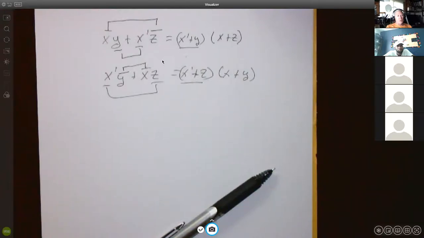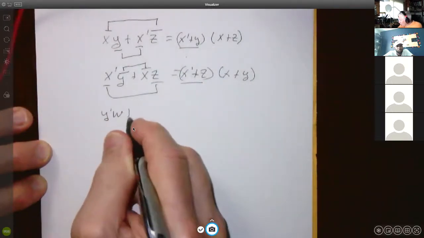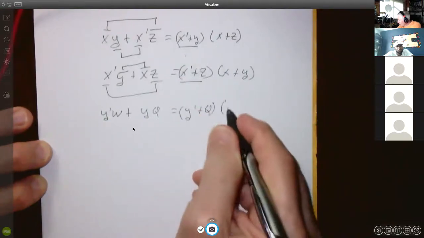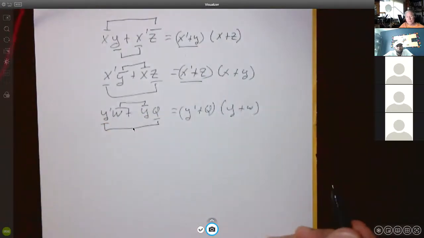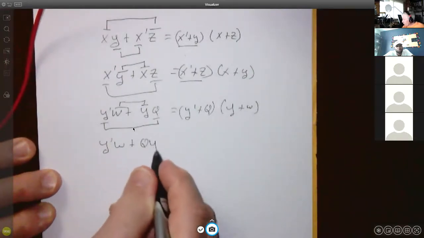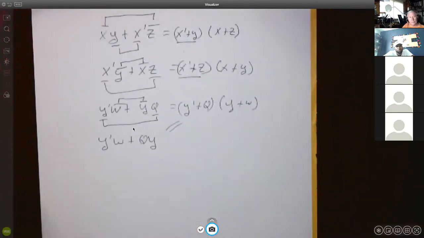And the construct you're always looking for here is X prime something plus X something. So you have to have an X prime and an X. Or you could certainly have the same thing with Y prime W plus YQ, and that would be Y prime plus Q quantity times Y plus W. And again, we just draw the little lines here to keep it straight, like that. So it would always be the inside terms and the outside terms paired. I mean, you could also write it Y prime W plus QY. Same thing. It's still going to be equal to this. Because remember, the order doesn't matter.